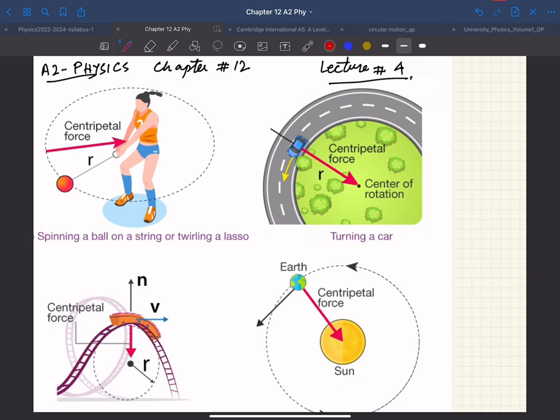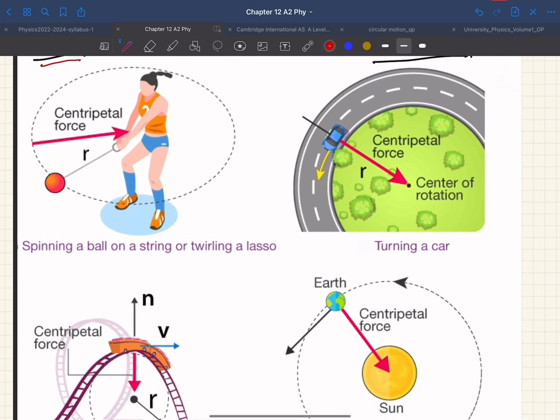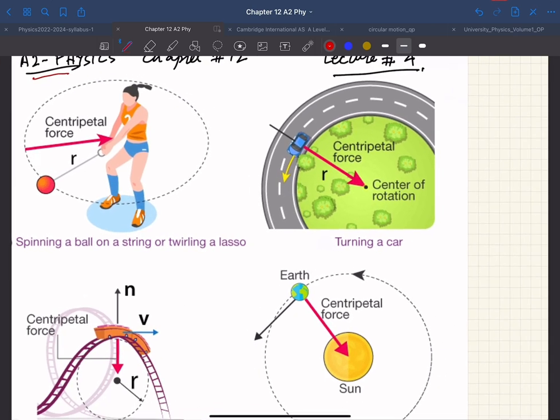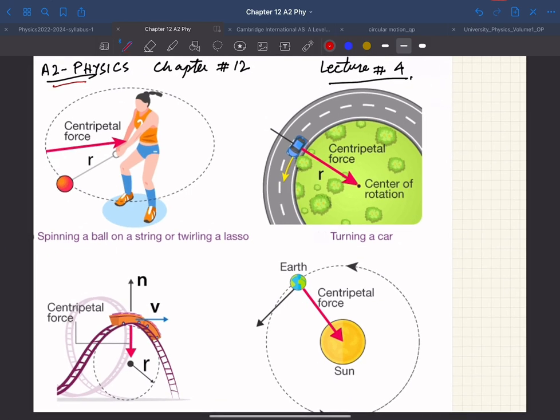And this is, of course, the chapter of your A2 physics. This is lecture 4 of this topic. Here you can see a few examples. Actually, the centripetal force and centripetal acceleration we have discussed in the last discussion.